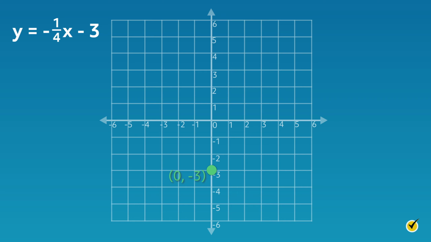Now that we've graphed our y-intercept point, let's consider the slope. The value for slope m in the formula is negative 1/4. So from the y-intercept point, we need to move down 1 unit and right 4 units. This brings us to the next point on the graph, which is (4, negative 4). Understanding how constants work helps mathematicians recognize patterns in graphs of linear functions.